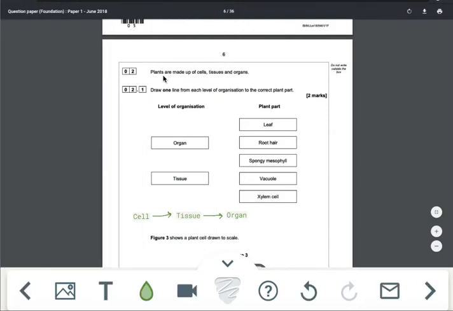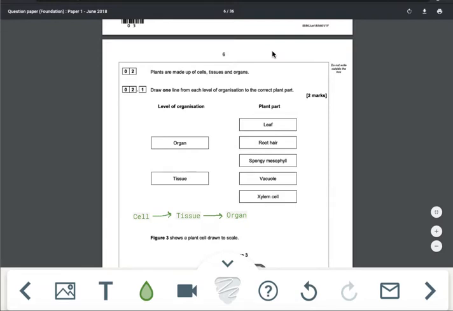So we're going on to our next question. Right, we're going on to a different topic now, it looks like. And it says, plants are made up of cells, tissues, and organs. Draw one line from each level of organisation, to the correct plant part.